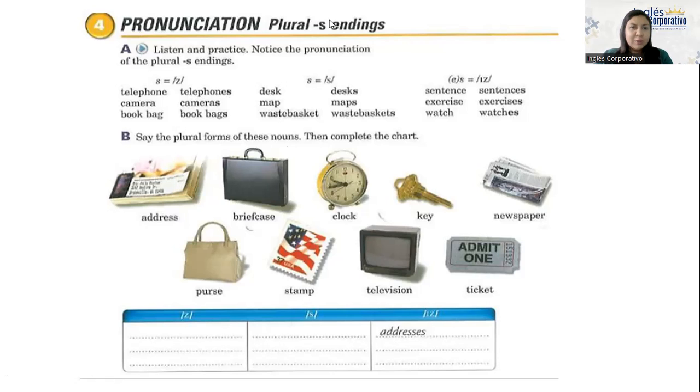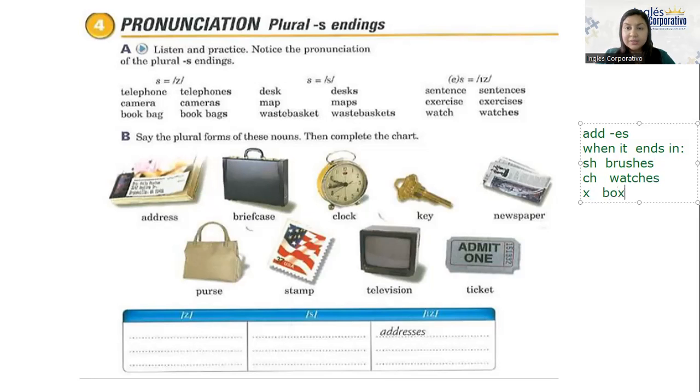Por ejemplo, se los voy a anotar aquí. Se agrega ES when it ends in, for example, sh, ch, or x. For example, a brush sería brushes. Porque la pronunciación sería rara si solo le ponemos la S, brush, right? Brushes. En CH, por ejemplo, watch, watches. Y con X, por ejemplo, box, boxes. En esos casos, entonces le agregamos ES.